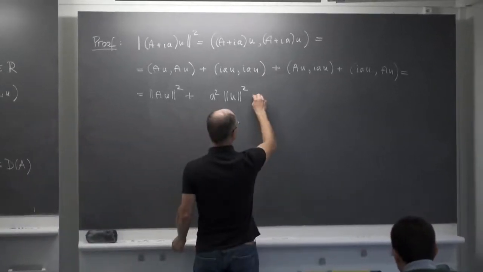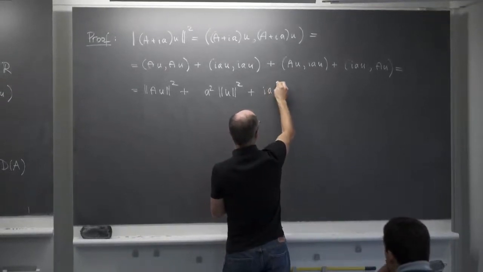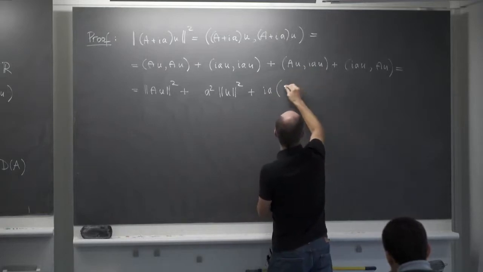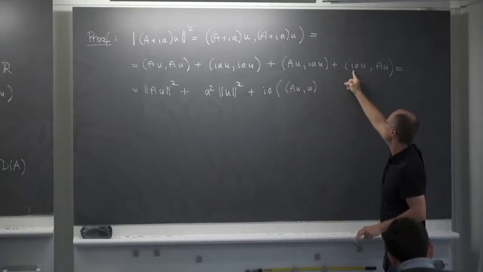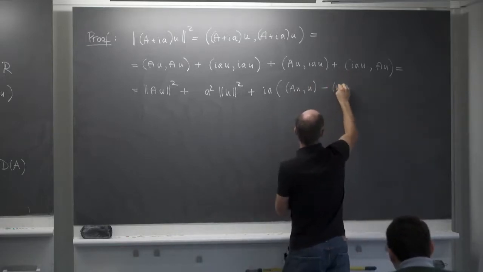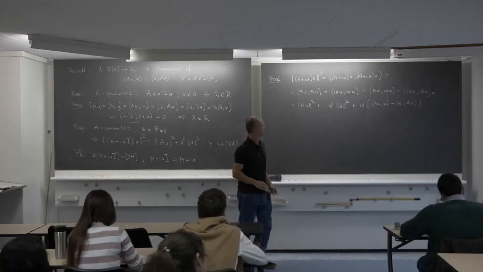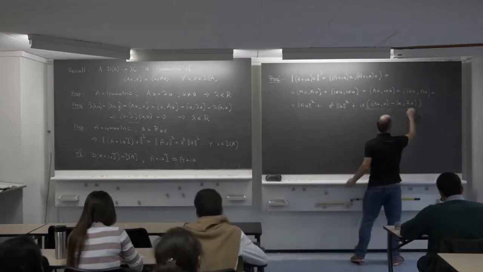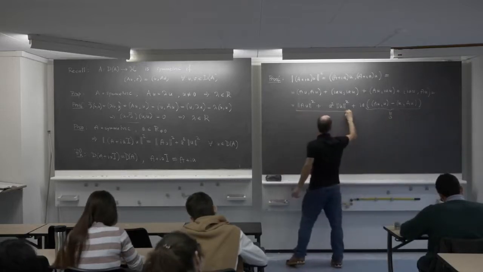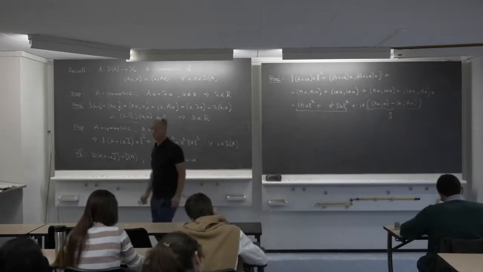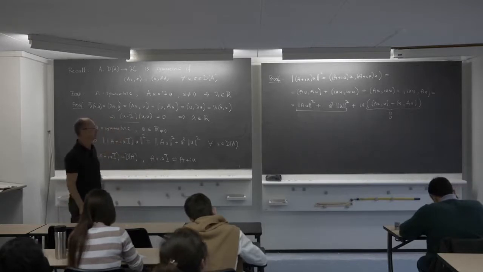Now, what happens with the other terms? So let me put ia outside, and here I will have Au, u, and here there will be a minus sign because of the anti-linearity, so minus u, Au. Well, now since the operator is symmetric, this is simply 0, and so that's the answer that we want. So this is also a completely finite dimensional argument, so nothing changes.